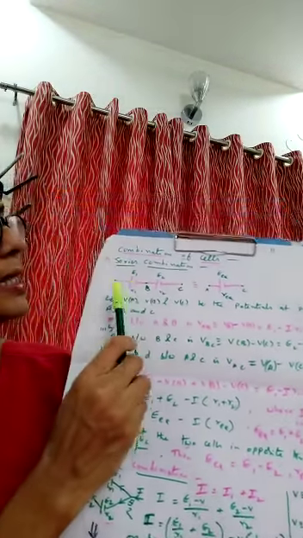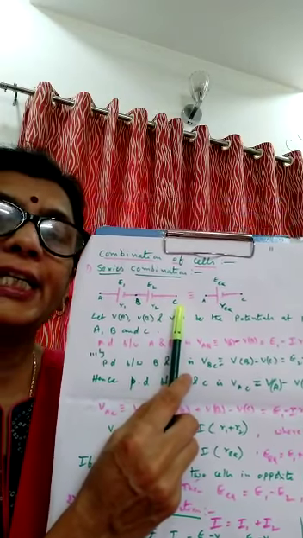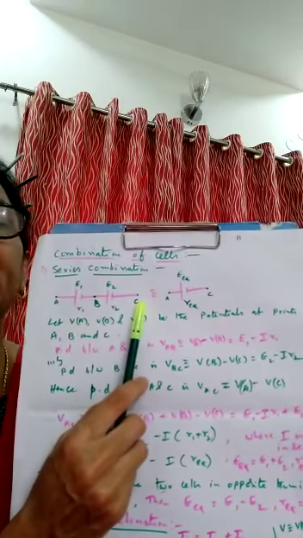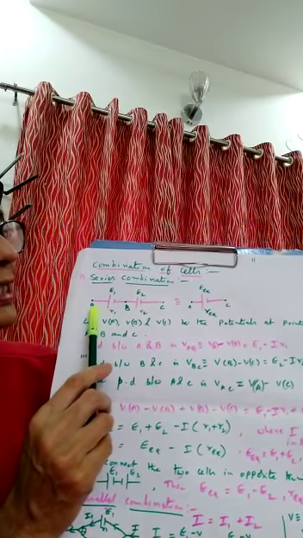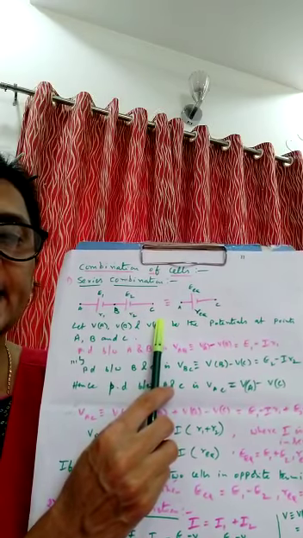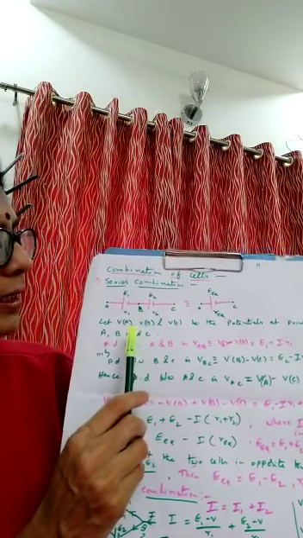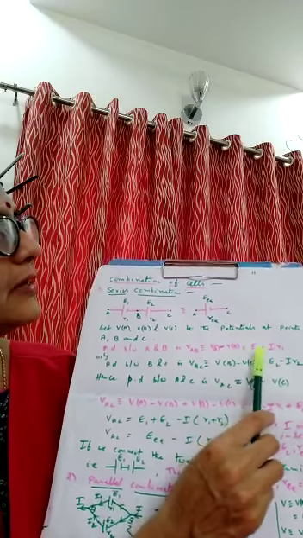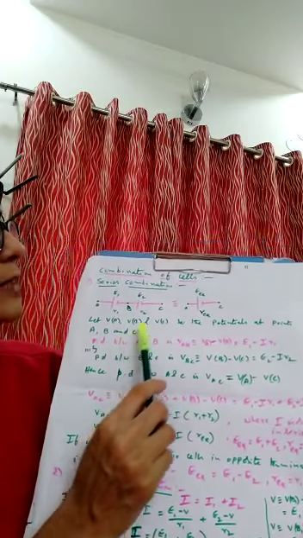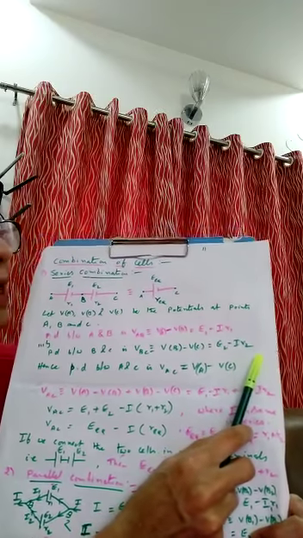Right? So when two cells are connected like this, the current flowing through each cell remains same since they are connected in series. But the potential at every point A, B, C is different. Let VA be the potential at A, VB the potential at B, and VC the potential at C. Okay. Now what is the potential difference between A and B? VA minus VB, which is equal to E1 minus Ir1. What is the potential difference between B and C? VB minus VC, which is equal to E2 minus Ir2 here.